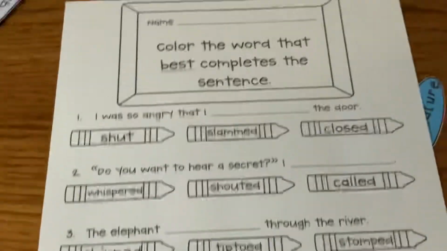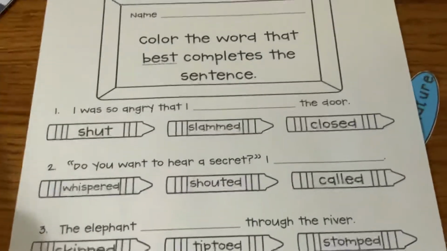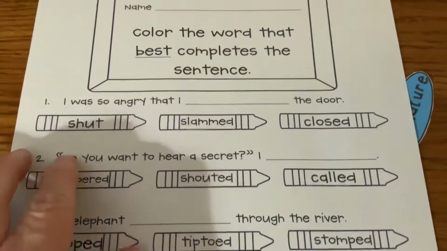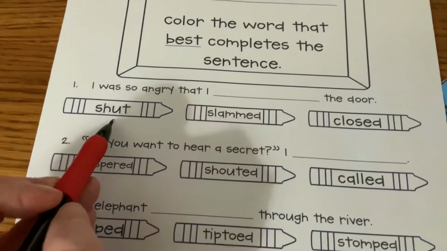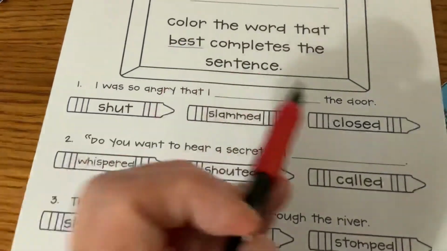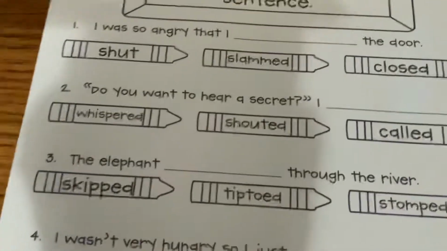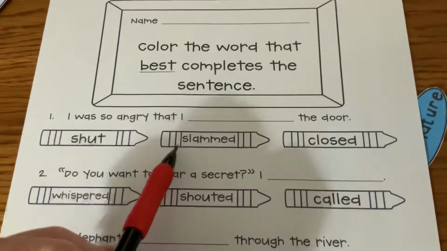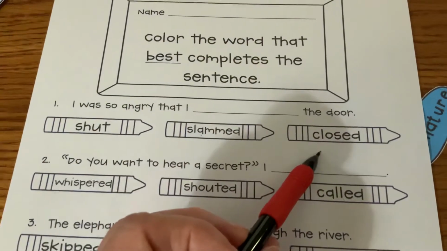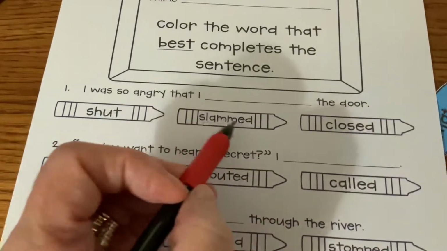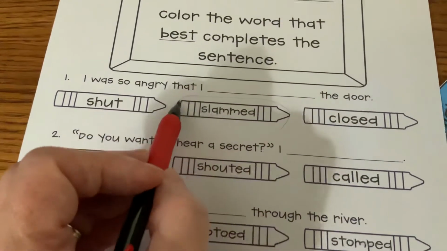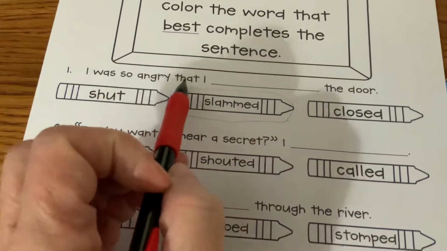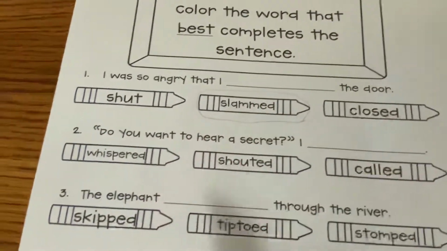If we were to look at these sentences right here: I was so angry that I shut the door, slammed the door, closed the door. Well, if you are angry, is shut going to get it, or slammed, or closed? If you're angry, you're probably going to slam the door. Okay, I was so angry that I slammed the door.